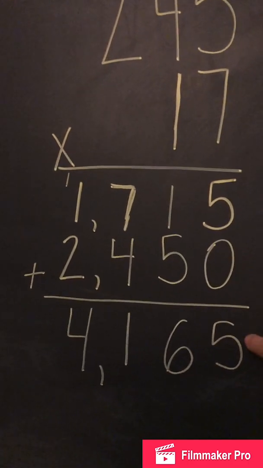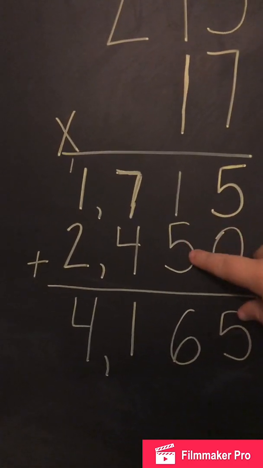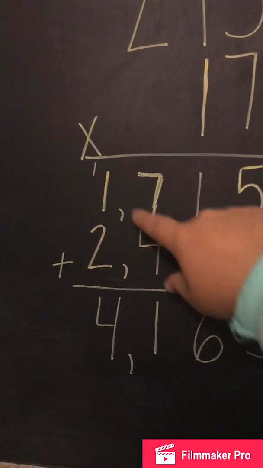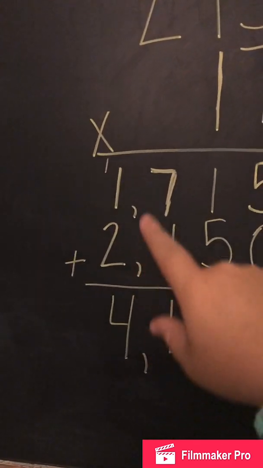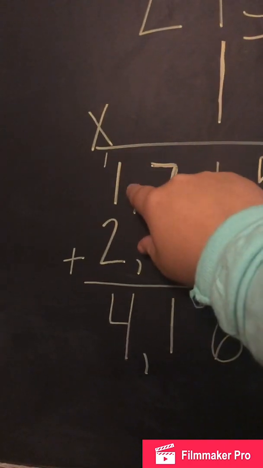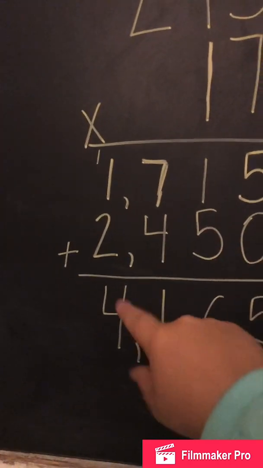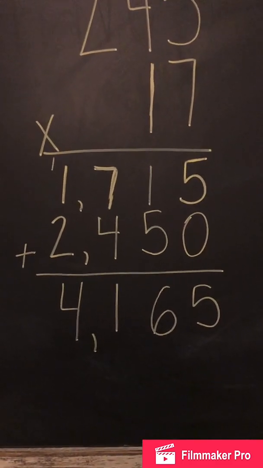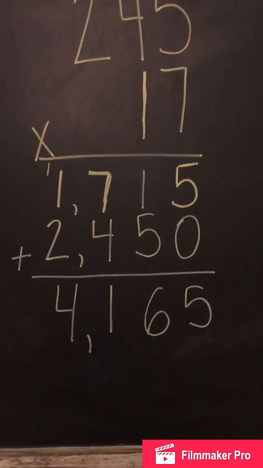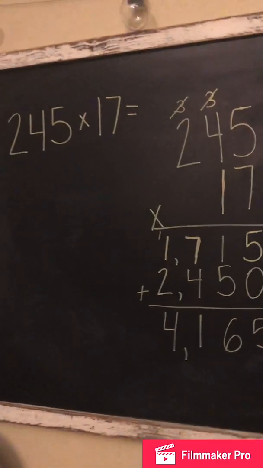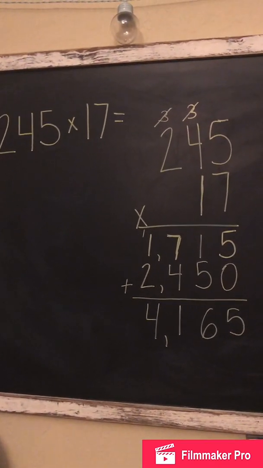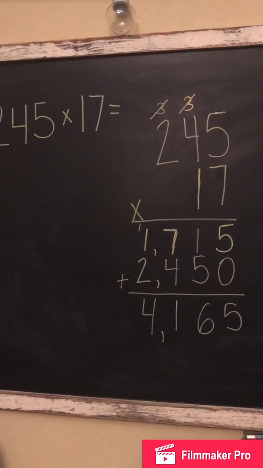5 plus 0 is 5. 1 plus 5 is 6. 7 plus 4 is 11, and I carried that 1. 1 plus 1 plus 2 is 4. So our answer, or our product, is 4,165. 245 times 17 equals 4,165.